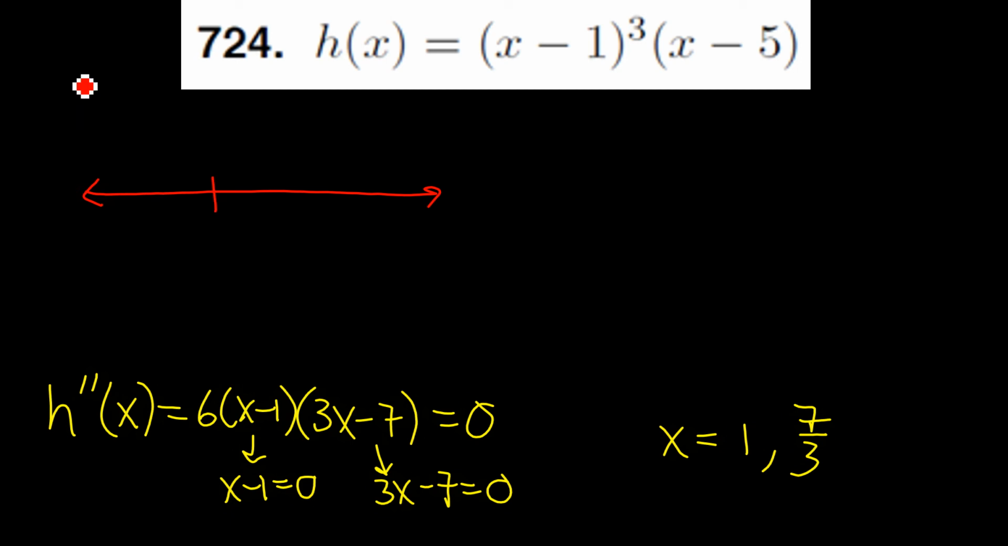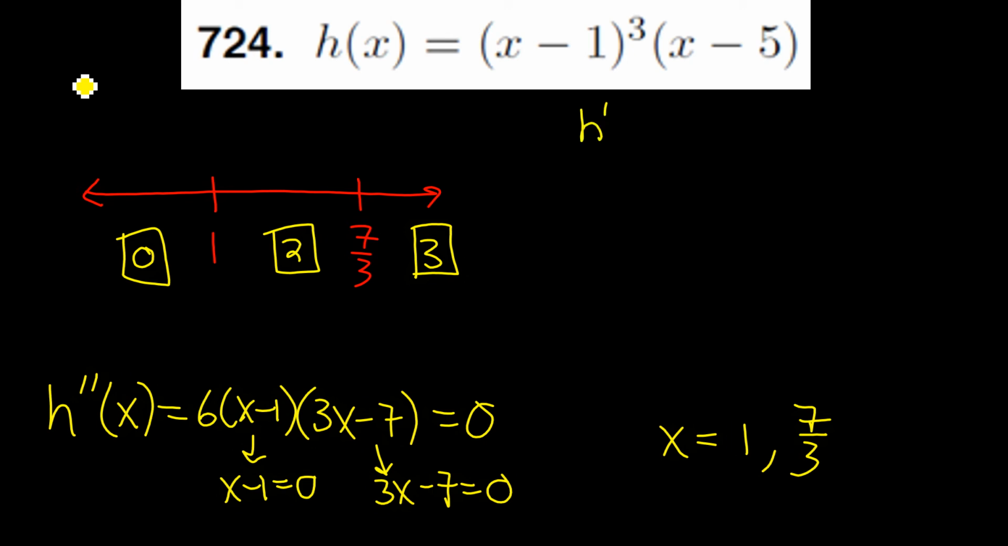So 0 is always a good one. Between 1 and 7/3 is the number 2. And then after that, we'll just do 3. Make it nice and simple. So we go back and we're going to say, okay, well, what's h double prime of 0? So this is going to tell me the concavity in the first section of the graph. I could almost guarantee you that it's going to be positive, because of the way that I know this graph is shaped. It's kind of like a parabola if you think about it.